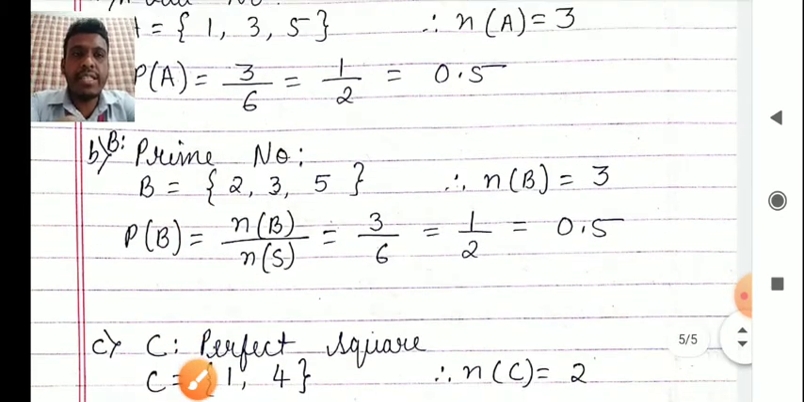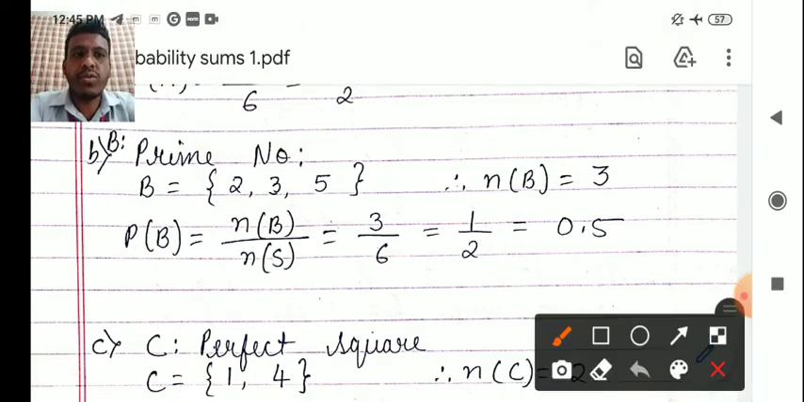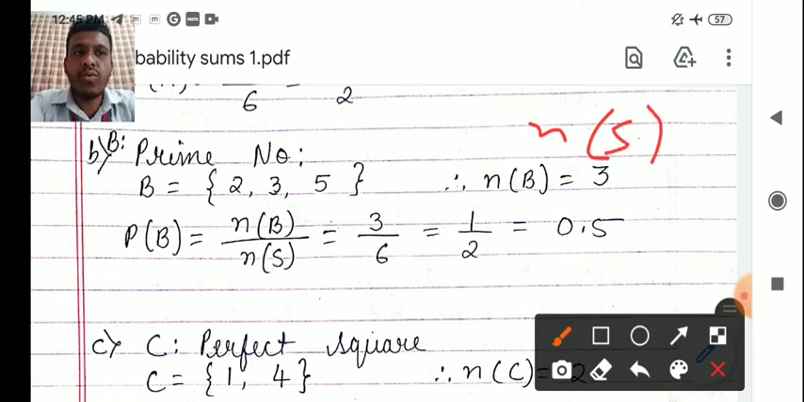Remember, n of S is 6 and that remains same for this entire problem. So n of S, we know that it is 6. So no need to write sample space again and again.